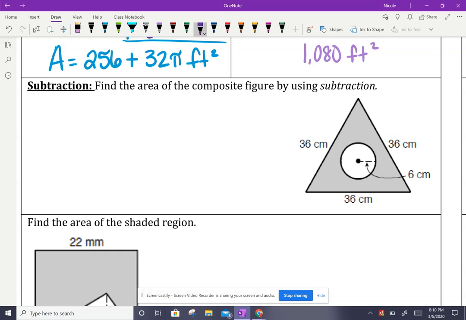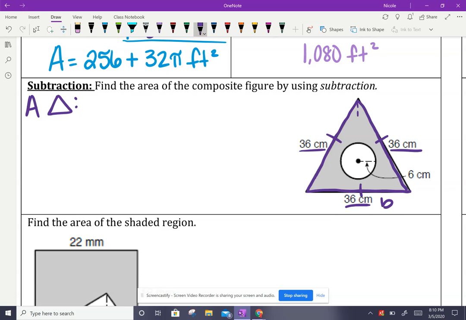So first I'm going to find the area of each shape, and then I'm going to subtract the larger shape from the smaller shape. So I'm going to look at my triangle here. It's a very large triangle. It looks to be an equilateral triangle. So for my area of a triangle, I'm going to need to know what the height is. I have the base. My base is 36, but I need the height.